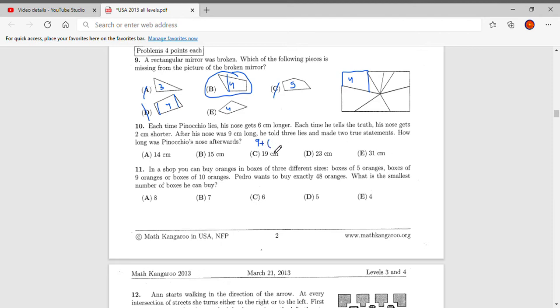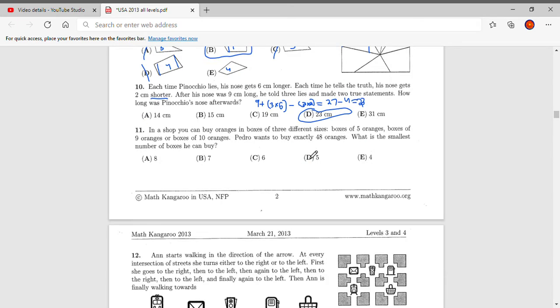So we're told that he told 3 lies, so we can multiply this with 6, because for each lie, his nose gets 6 centimeters longer. Now, we can subtract 2 times 2, because every time he tells a true statement, it gets 2 centimeters shorter, meaning subtraction. Shorter is the indicating word. And since he told 2 of them, we have to multiply 2 and 2. So after you solve this, you should get 27 minus 4. And when you solve this, you get 23. So the answer for number 10 is D.